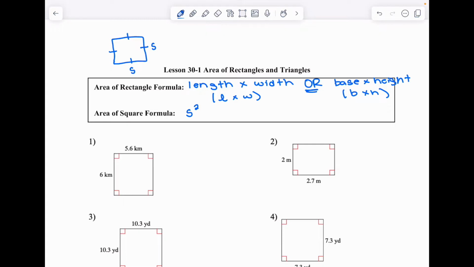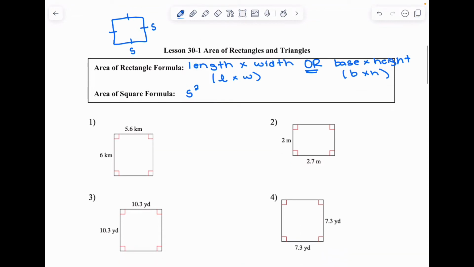So let's try practicing these formulas. In my first rectangle, I have a length of 6 kilometers and a width of 5.6 kilometers. So I'm going to multiply those two together. So I have area equals 6 kilometers times 5.6 kilometers. And just multiplying those together, I get 33.6.